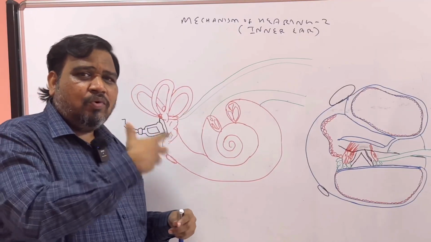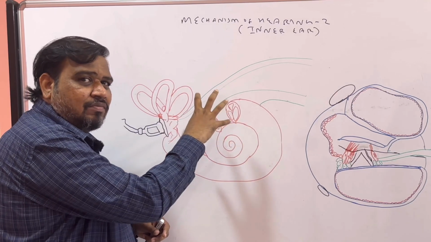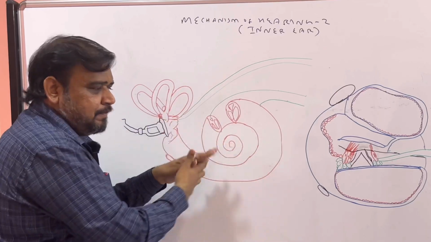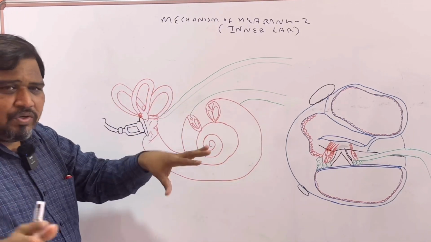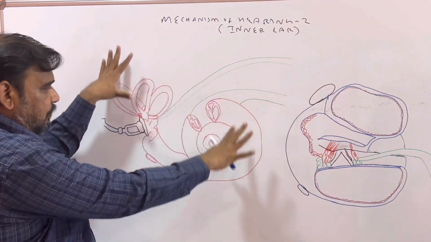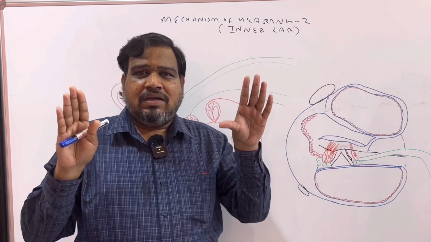Why is this 22 times more amplification needed? Because the inner ear is rich with fluid, whereas the sound that comes in is in an air medium. So there is a medium change. In today's video, I am going to discuss what fluid is present in the inner ear, about the inner ear, and how the action potential is generated in the inner ear.